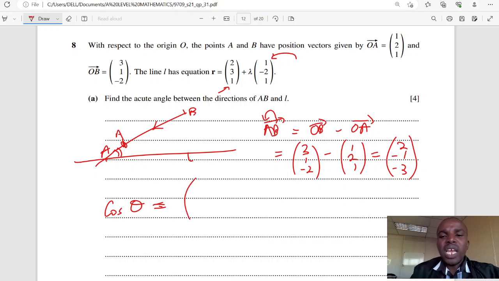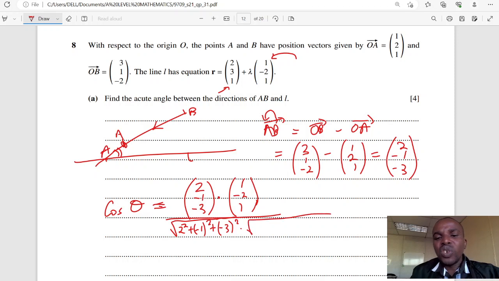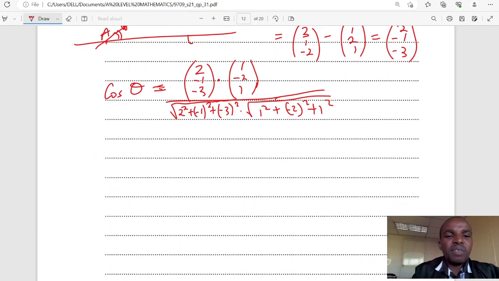So it will be AB, that is (2, -1, -3) dot the directional vector of the line, which is (1, -2, 1), over their magnitudes. The magnitude of AB is 2 squared plus (-1) squared plus (-3) squared, times the magnitude of the other, which is 1 squared plus (-2) squared plus 1 squared.